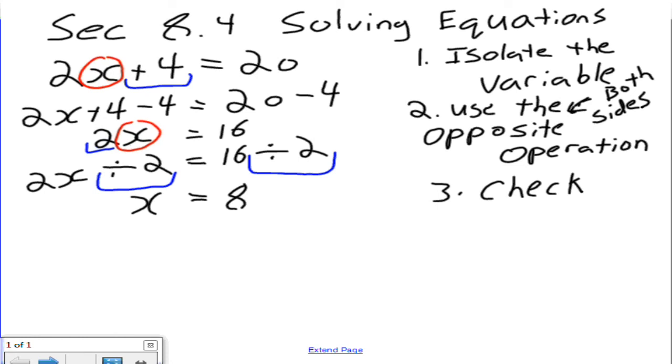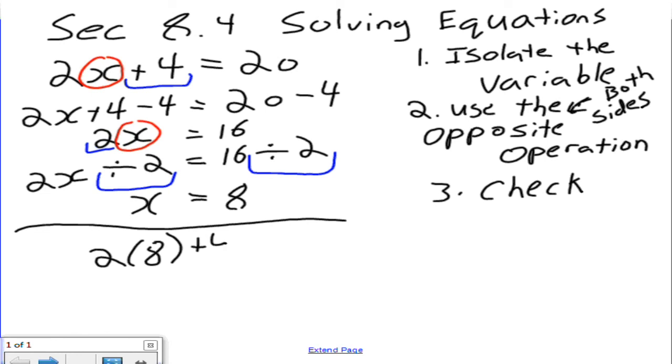Let me check that. If x is equal to 8, that means 2 times 8 plus 4 equals 20. 2 times 8 is 16. 16 plus 4 is 20. 20 equals 20. I have both sides are the same. My solution is correct. Okay? Did you find that?